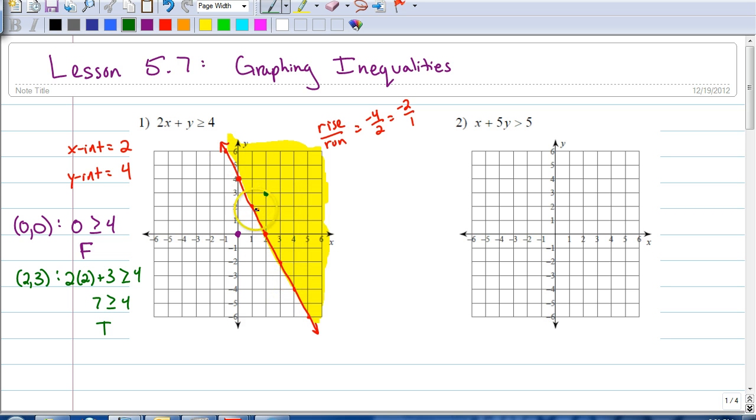Now remember, this is a solid line. That means the points on the line are also included. So if I pick a point on the line, like let's say if I put 3, negative 2 in here.